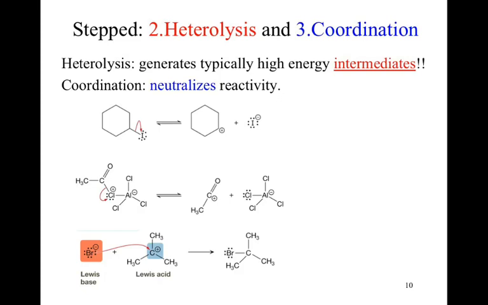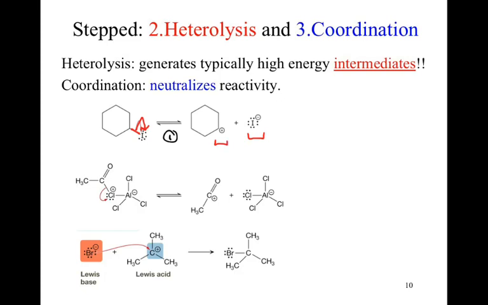Okay, so we've got heterolysis, the bond breaking, which usually involves the formation of high energy intermediates. And then we follow that with coordination, which usually neutralizes the reactivity. Okay? So if we take a look at these individual steps, we want to go through and try and decide what's happening. So in this first case, we've only got one step, and what's happening? Well, I'm taking the electrons in the bond between the carbon and the iodine, and I'm putting them solely on the iodine. I now have iodide and a carbocation.